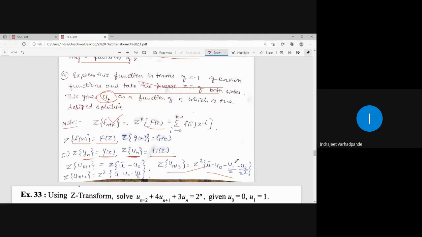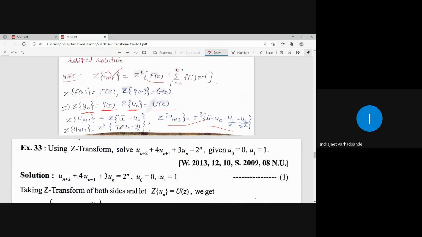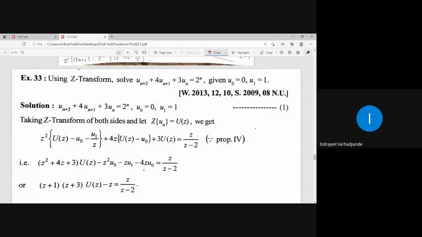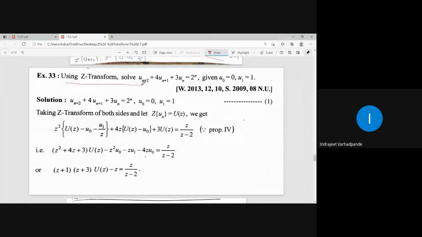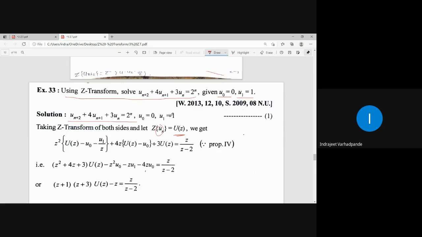So let us look at an example, then it will become clearer how the solution of the difference equation is obtained. So the very first example wherein we have to find the solution of this difference equation by taking the Z transform. These are the initial conditions given. Write down the given difference equation. Take Z transform of both the sides. Z transform of u n, that is u of n, will be given by capital U of z.